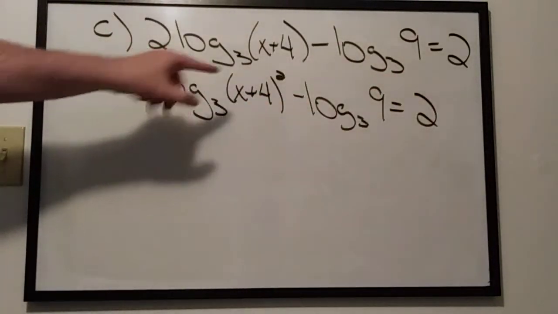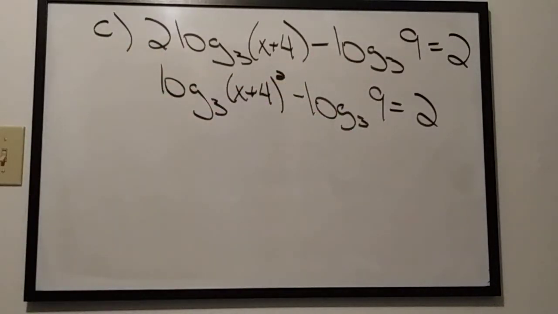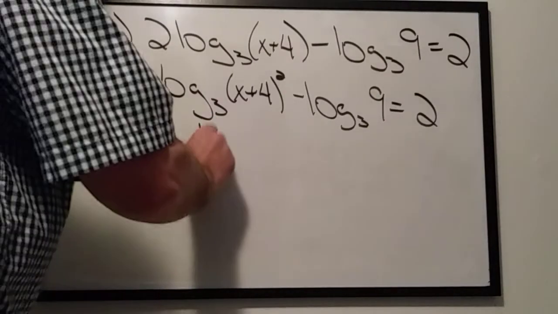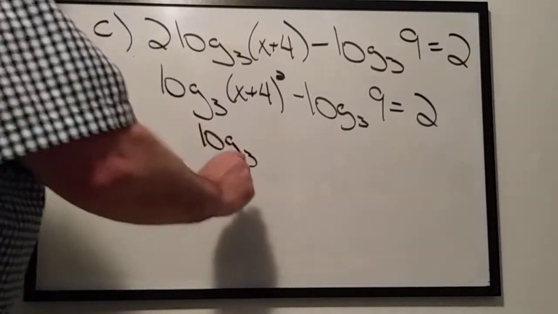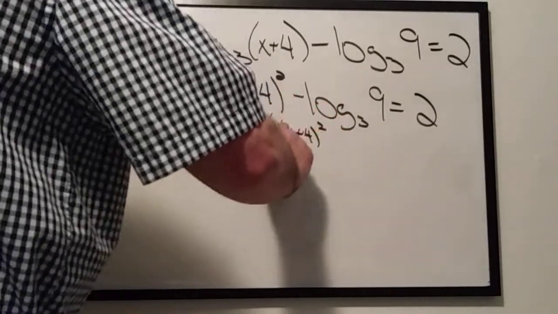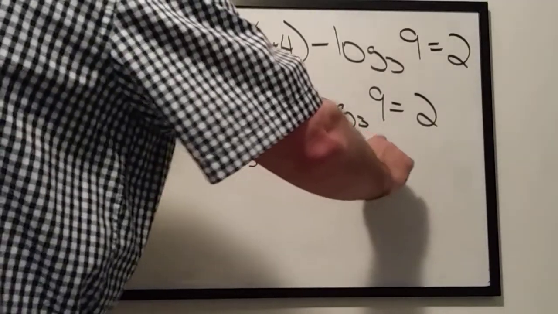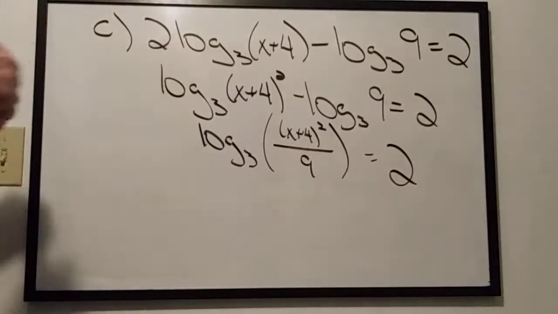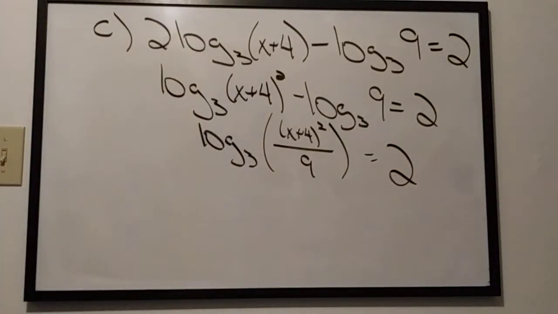Now I have a log minus a log. I remember that there's a connection between subtraction and division. So I can bring this together as one log, log base 3 of quantity x plus 4 squared divided by 9. And that's equal to 2. Now, one more time, as you look at this problem, notice we don't have a log on the right-hand side. So that means that I can't simply drop the logs. So I have a logarithmic equation.